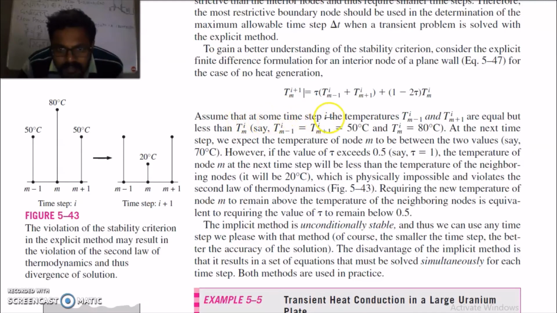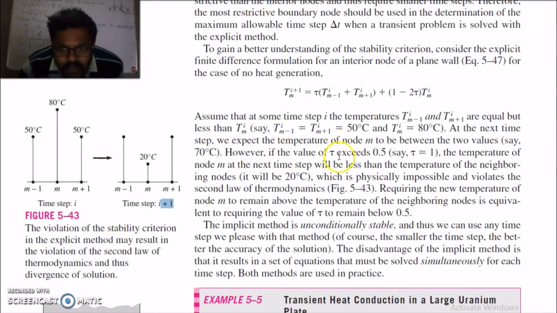Assume that at some time step i, the temperatures at Tm minus 1 and Tm plus 1 are equal but less than Tm. Say this is the case: 50 degrees at the m minus 1 node, 50 degrees at the m plus 1 node, and at the m node say it is 80 degrees, which is higher. At the next time step, which is i plus 1, we expect that the temperature of node m will lie within these limits.